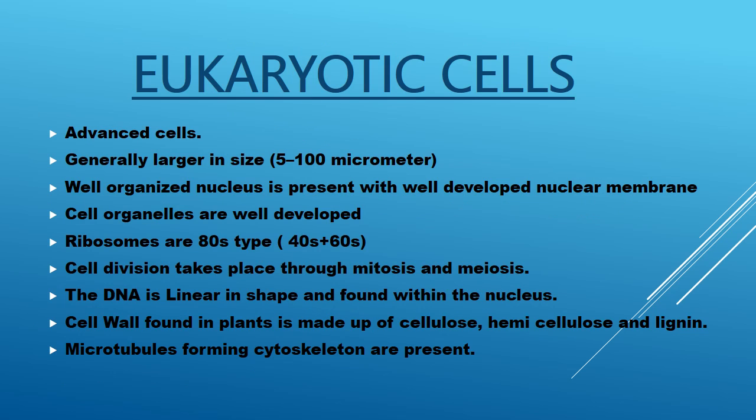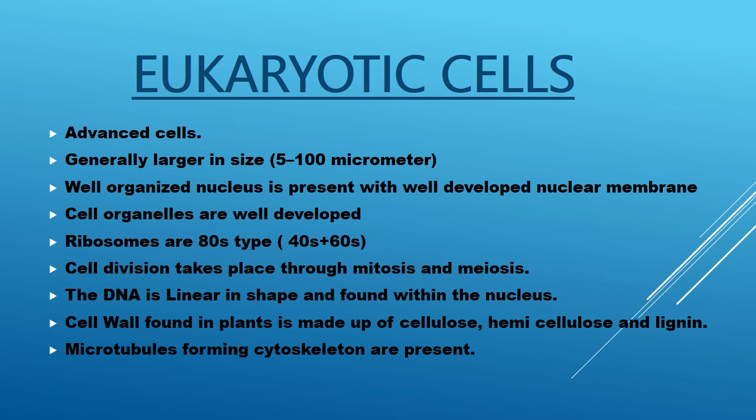Next we'll learn about eukaryotic cells. These are the advanced cells, generally larger in size, 5 to 100 micrometers. They have a well-organized nucleus with a well-developed nuclear membrane. The cell organelles are also well developed and the ribosomes are of 80S type. Cell division takes place through mitosis and meiosis. The DNA is linear in shape and found within the nucleus. The cell wall found in plants is made up of cellulose, hemicellulose and lignin, and microtubules forming the cytoskeleton are present.